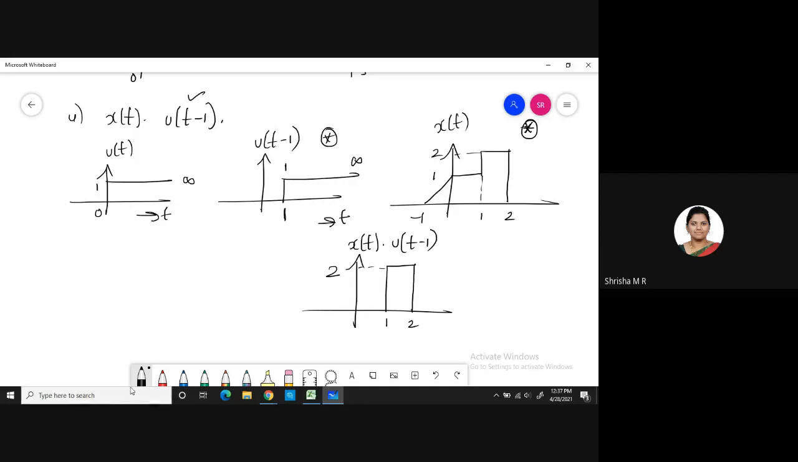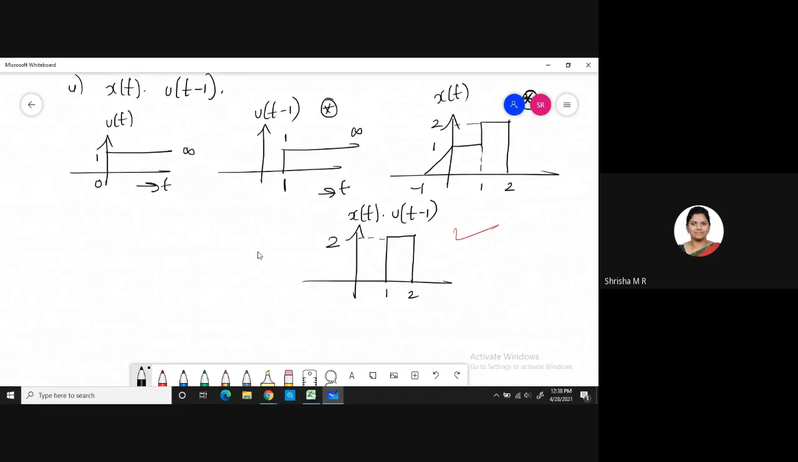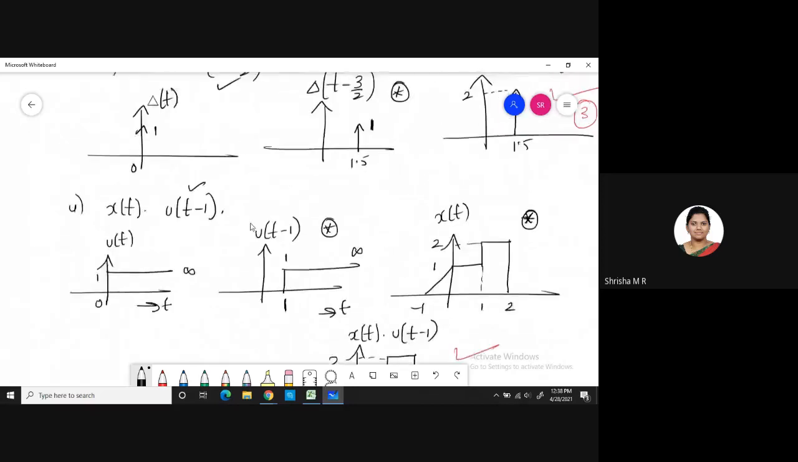Is it clear? Yes, ma'am. Is it clear, everyone? So this is the fourth waveform which they had asked you. Clear, everyone? As you can see here, amplitude is 0. 0 multiplied with anything will be 0. So you'll have a signal only from 1 to 2. Check the overlapping space. This is multiplication of signals. Got it, everyone? Is it clear? Shall we brief up once again?